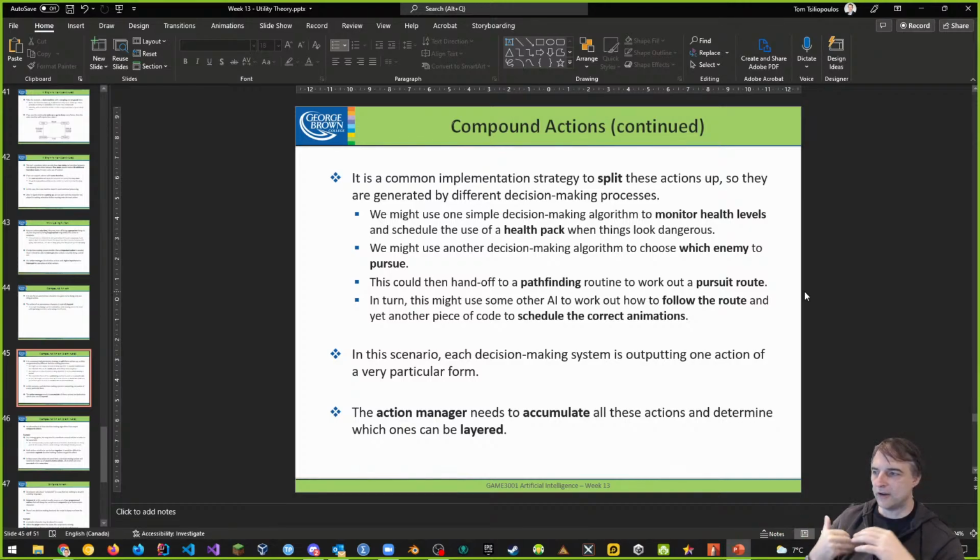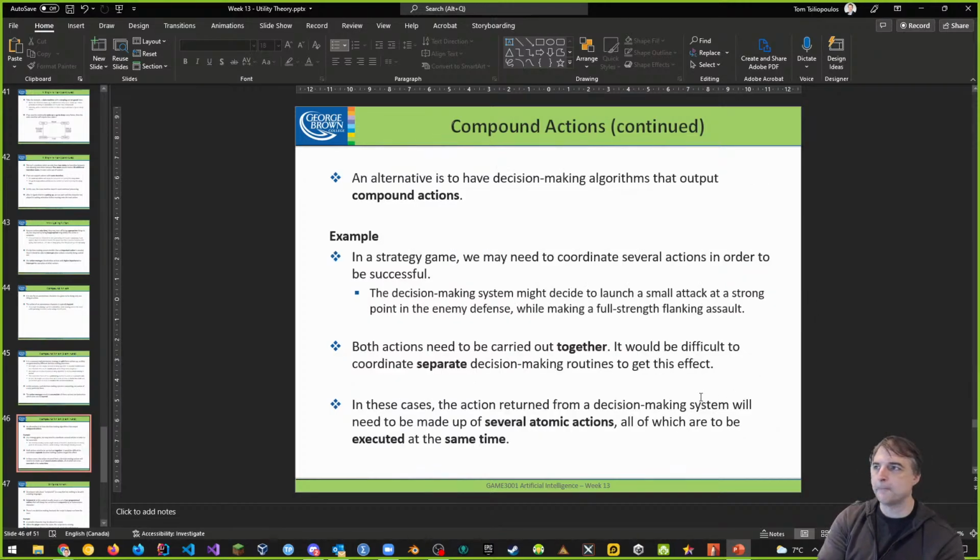Okay, so in this scenario, each decision-making system is outputting one action of a particular form, right? And the action manager needs to accumulate all of these actions, let's suppose in some kind of action queue, and then determine which ones can be layered together and which ones have to be done in a particular sequence. Okay? So that's one way of doing it.